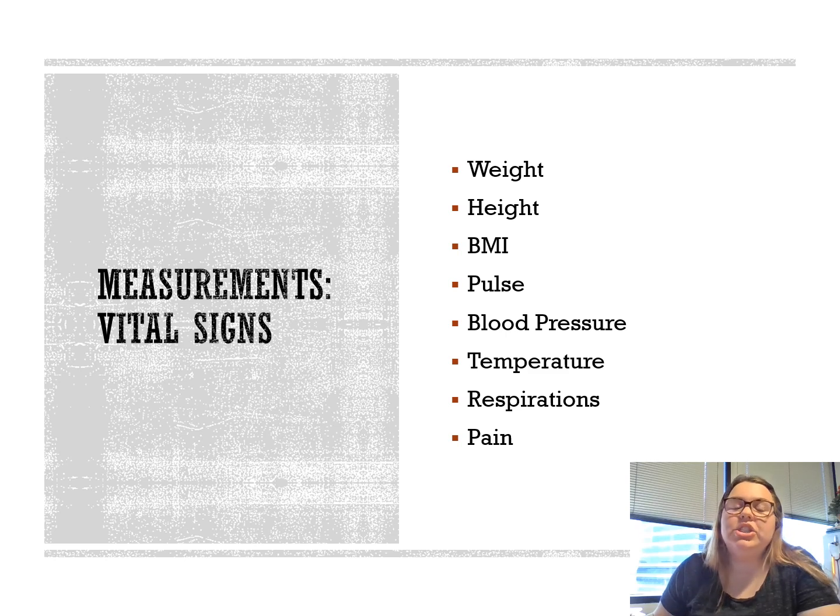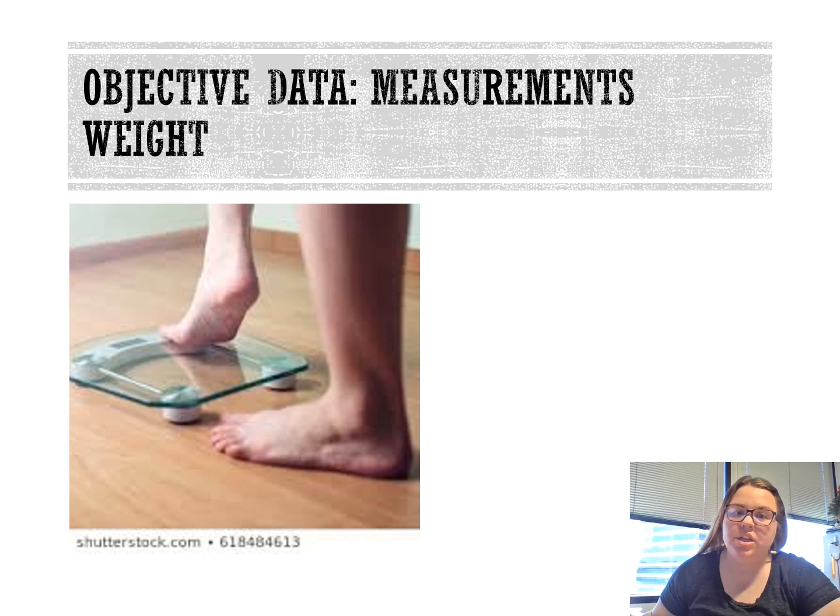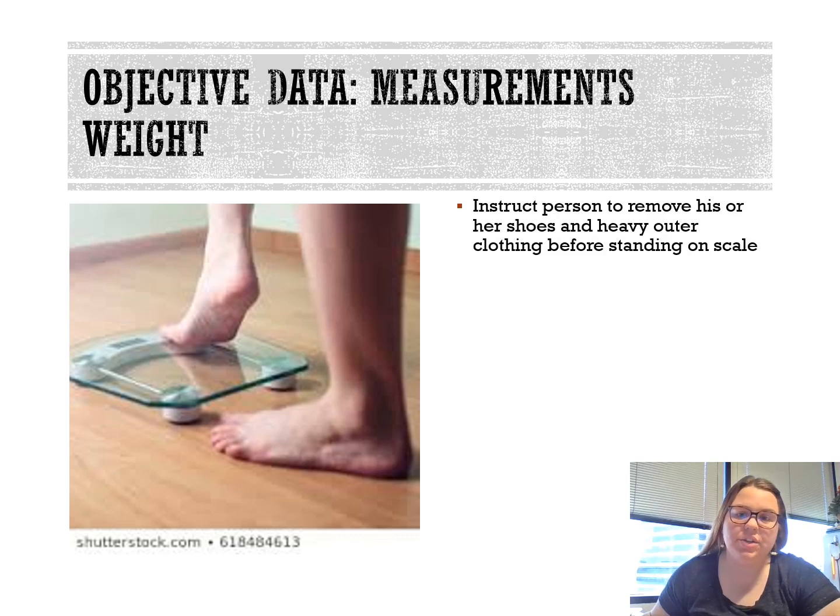So now let's just briefly talk about vital signs. We are going to do some concept maps in class on vital signs, but we're going to talk about weight, height, BMI, pulse, blood pressure, temperature, respirations, and pain. So measuring weight, we're going to instruct the person to remove his or her shoes and all the other heavy clothing prior to standing on the scale.